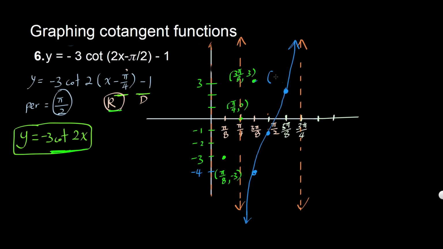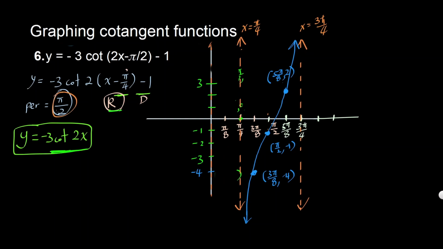So this, let's label it. That's 5 pi over 8, comma 3. No, it's 2. And then the center point now is pi over 2, comma negative 1. And the one on the left, that's 3 pi over 8, comma negative 4. And then all you have to do is erase the old points. And then for the asymptotes, make sure you know where they are. This is x equals pi over 4, and this is x equals 3 pi over 4. It makes sense: from pi over 4 to 3 pi over 4, that's 1 period, which is pi over 2.